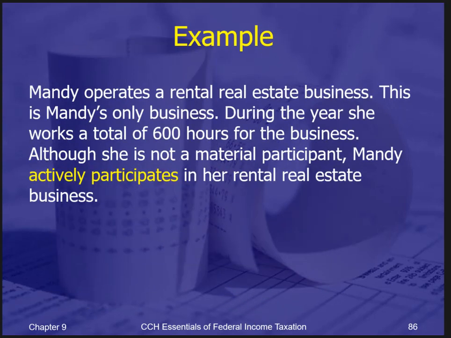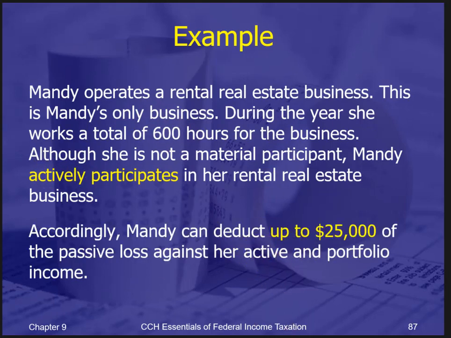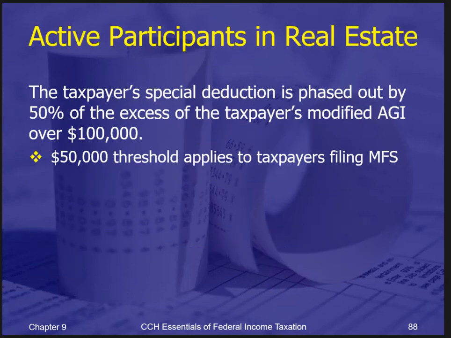But remember, it's only up to $25,000. So if your loss is more than that, it doesn't matter. She actively participates in this example. She can deduct up to $25,000. Besides the fact that you have to actively participate, it's only limited to $25,000.